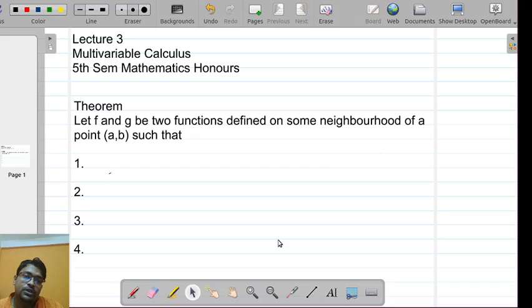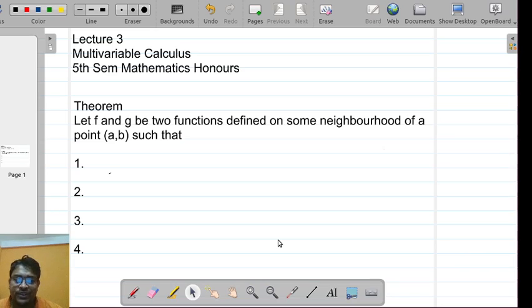Hello students, this is the third lecture on multivariable calculus. In the first two lectures, we discussed the concept of limits of functions of two variables, and we did several problems. In today's lecture, we will discuss the algebra of limits and see how we can apply it in solving problems related to limits.